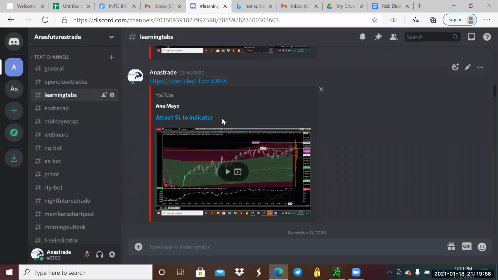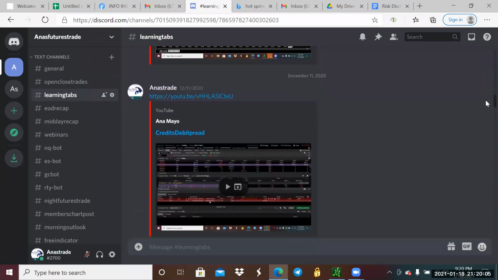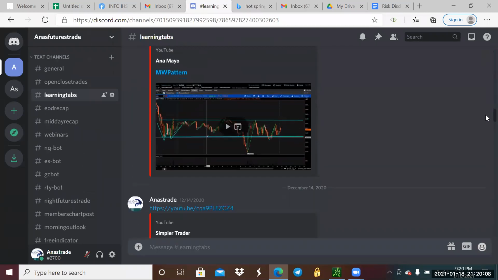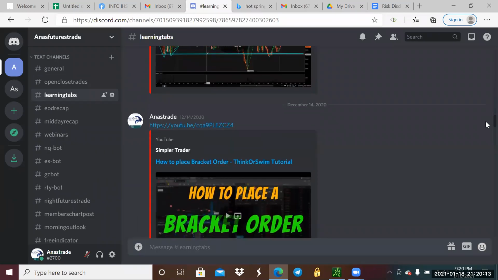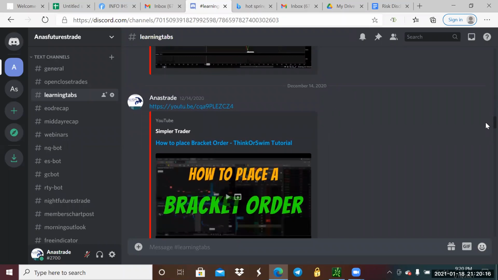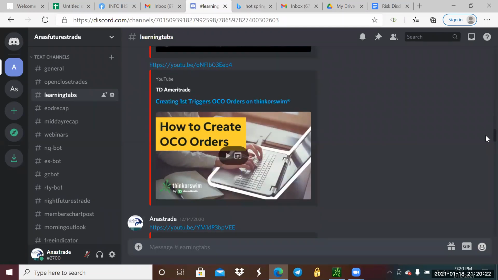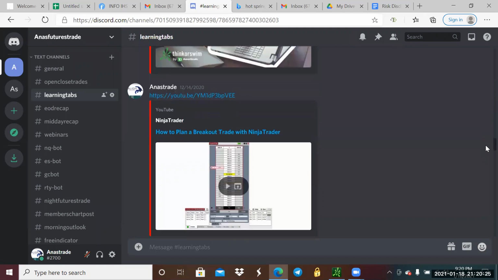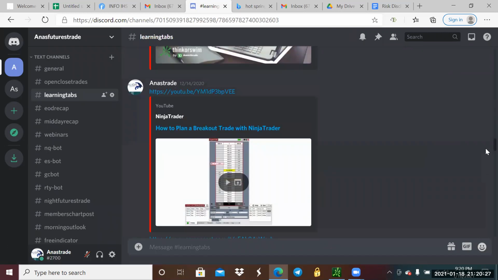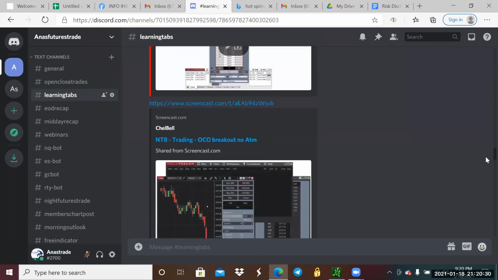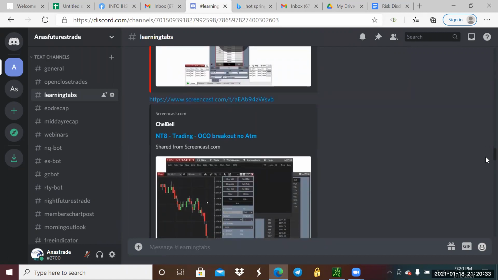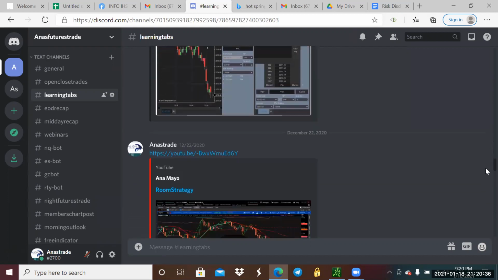So now this is attaching stop loss to an indicator or profit to an indicator in NinjaTrader. This one is how to create a credit spread, the M&W pattern. This one is how to place a bracket order, a Thinkorswim tutorial. This one is the OCO orders in the Thinkorswim platform. This is for the NinjaTrader, how to do an ATM in NinjaTrader. This one is also an OCO breakout, no ATM in NinjaTrader, how to do it.